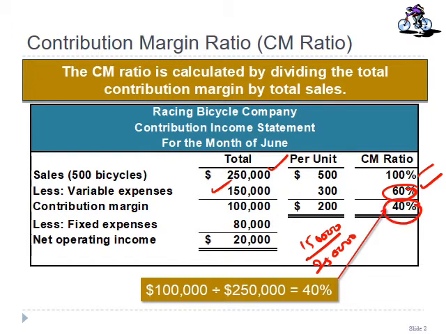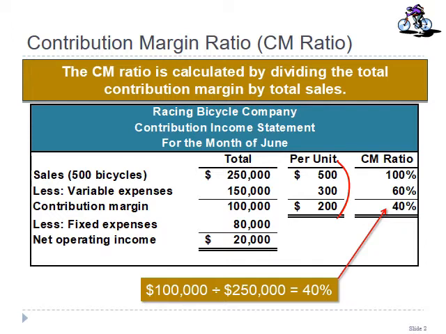And where did this 40% come from? You can easily find it out as sales minus variable cost: 100% minus 60% is 40%. Or you can find it out this way: we know that 100,000 is our contribution margin, divided by 250,000 total sales. So it's 40%. You can also find this out on a per unit basis as well, right?